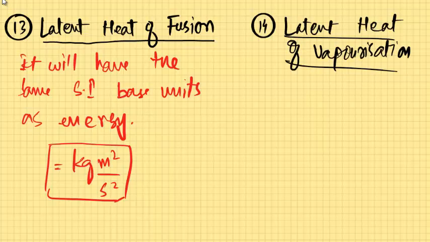Similarly, for latent heat of vaporization, the idea is different, that in latent heat of vaporization, it is the amount of energy required to convert a liquid into gas at a constant temperature. But again, the point is that latent heat of vaporization is again nothing but energy. So it will again have the same SI base unit as that of energy. So again, even for latent heat of fusion or for latent heat of vaporization, the SI base unit is kilogram meter square per second square.